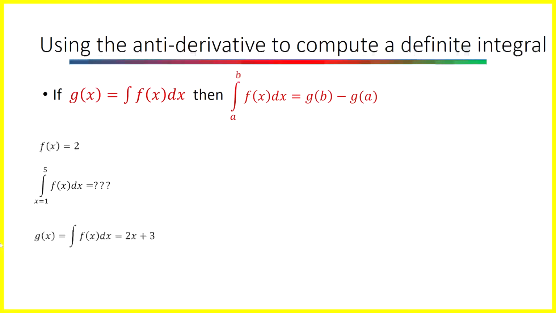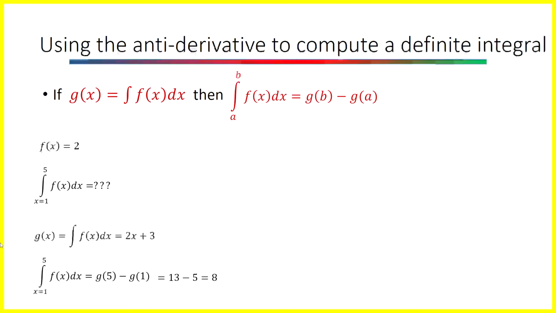Now we know that we can compute the definite integral of f of x from x equals 1 to 5 as g of 5 minus g of 1. And we can figure that out pretty easily. We know that g of 5 is 2 times 5 plus 3, which equals 13, and g of 1 equals 5, so g of 5 minus g of 1 equals 8.